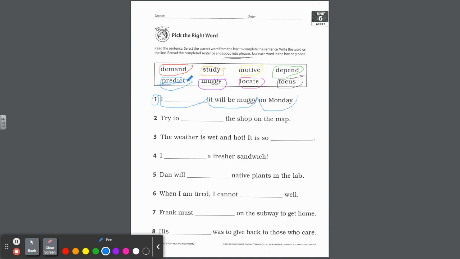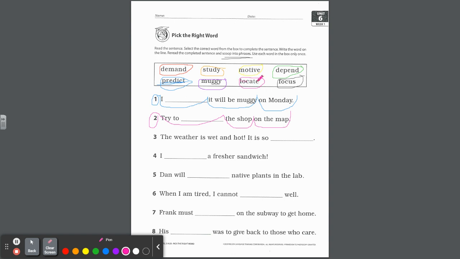Number 2, try to blank the shop on the map. Try to... if you locate something, that's like our word find, F-I-N-D. Number 2 is try to locate the shop on the map. Try to locate the shop on the map. That's one way you can scoop it.